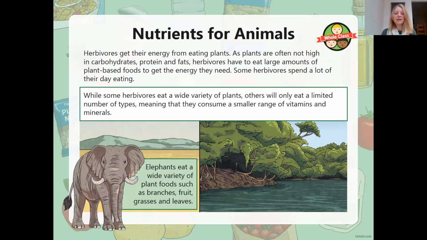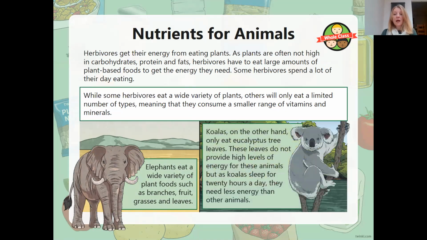nutrients from its diet. A koala only eats eucalyptus leaves. They don't give them a very high level of energy, so actually they have to eat almost constantly when they are awake, but as it says there, koalas sleep for 20 hours a day, therefore they don't need as much energy as you.